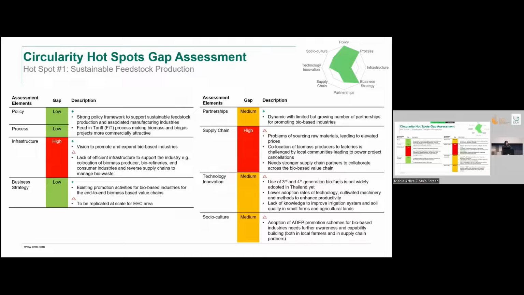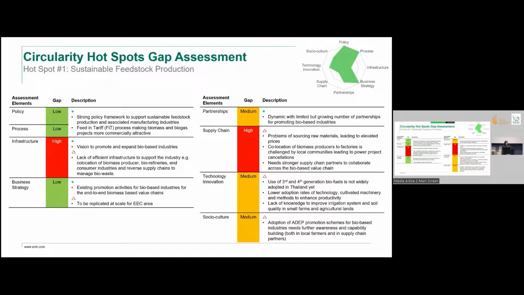As we talked about the gaps, you would see here a summary of the gaps assessment for the sustainable feedstock, which is our first hotspot. So we see that in terms of policy and procedures, we are already ahead. There's definitely a strong policy framework in place to support the bio-based industries, particularly the plans that have come out by AEDP, promoting the VSPPs and SPPs, the feed-in tariff systems, and the decentralization of the bio-industries are very strong mechanisms to further promote bio-industries in EC and Thailand.